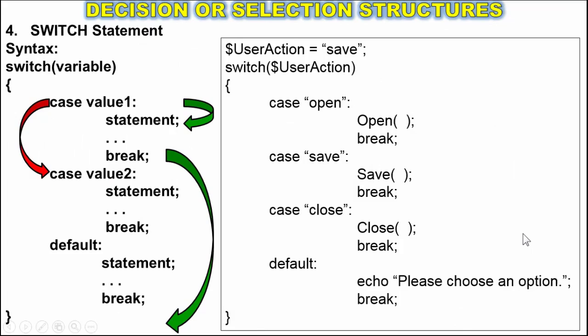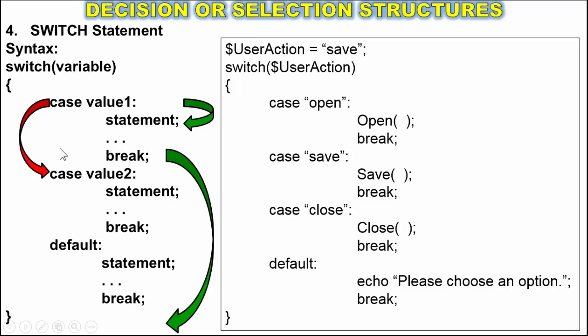Number 4, the switch statement. The switch statement provides plenty of options or decisions to choose only one. The syntax: we write the keyword switch followed by a variable enclosed by parentheses. The body of the switch is enclosed by curly braces.